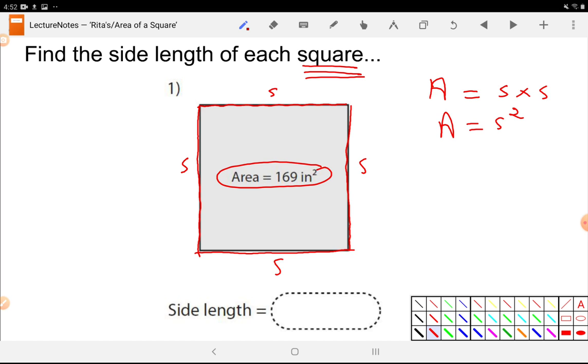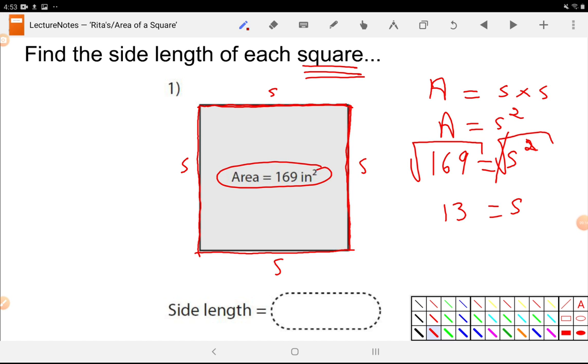And I know that the area is s times s. I will write it down over here. That means 169 is equal to s squared. Now to find what s is equal to, you take the square root of both sides. These cancel each other out. So s is equal to 13 because the square root of 169 is 13. Let's pause for a second, think about this, and we'll get back.